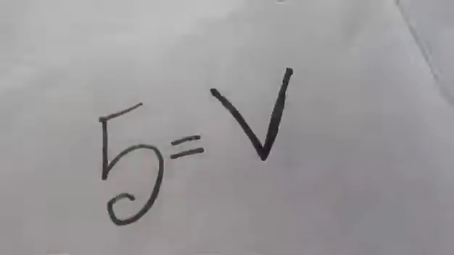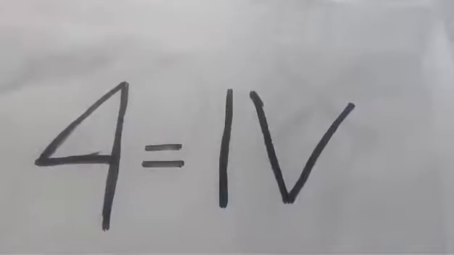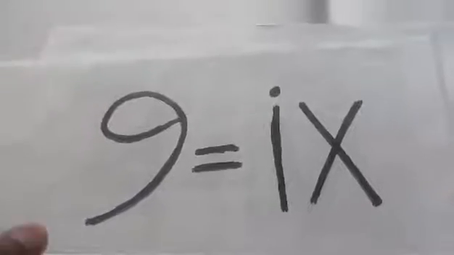So 1 is written as I, 5 is written as V, 10 is written as X. And two special digits: 4 is IV, and another special digit, 9, is IX. Okay.